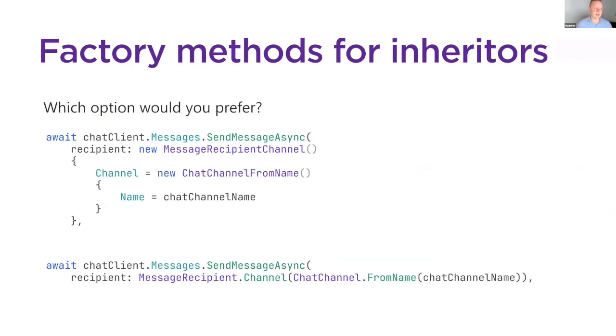There's also factory methods for inheritors. For example, when you want to send a chat message to a channel, instead of having to use new message recipient channel, and then the channel is going to be a chat channel from name and then passing the name, we decided to also generate some static helper methods that make it easy for you to achieve what you want to do. So if you start typing send message async, you will see in code completion that it will suggest you to use message recipients.channel, .issue, .profile, and so on, depending on whether you want to send to a channel or do a direct message. All of those then take a chat channel, which can again be from ID, from name, or something else. So also that is generated and gives you some information of what is available there.